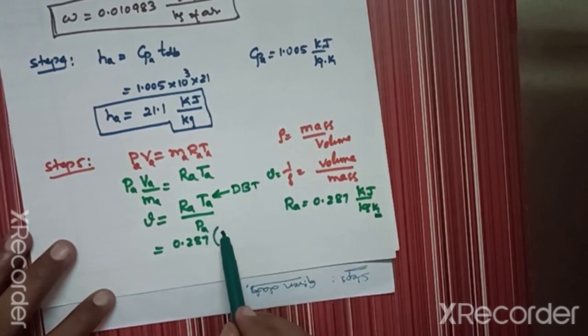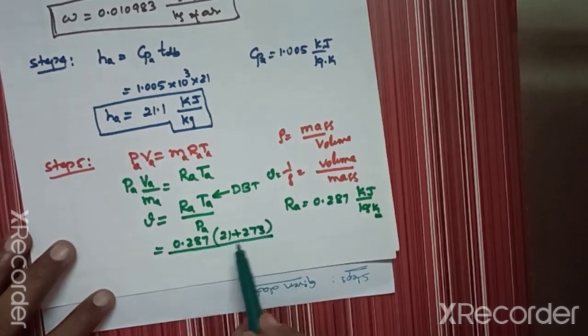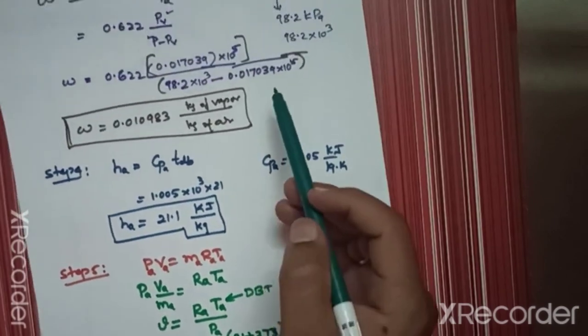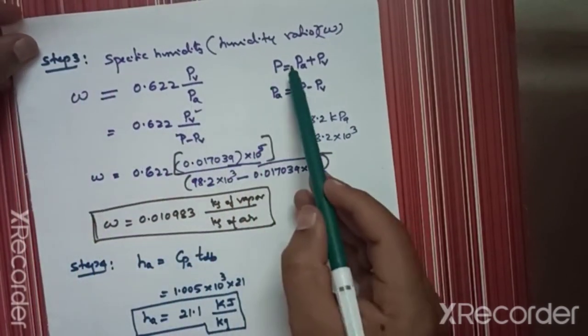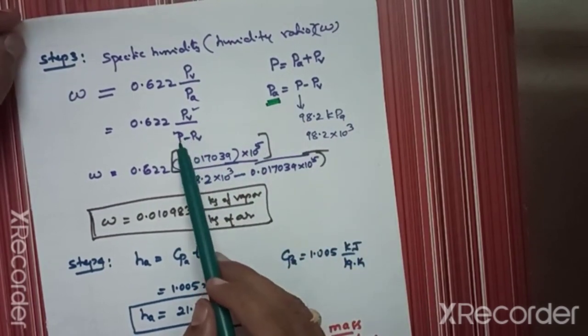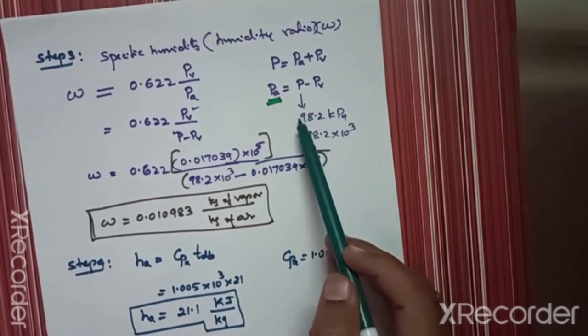So dry bulb temperature is 21 degrees Celsius, he has given, and we will convert to Kelvin, 273 plus. What is the value of pressure of the air you have calculated in the previous step number 3. Here pressure of the air is equal to P minus PV. So here I will calculate in the calculator.